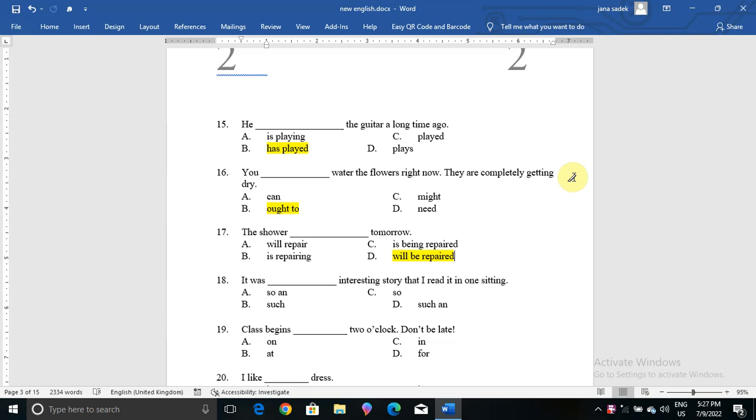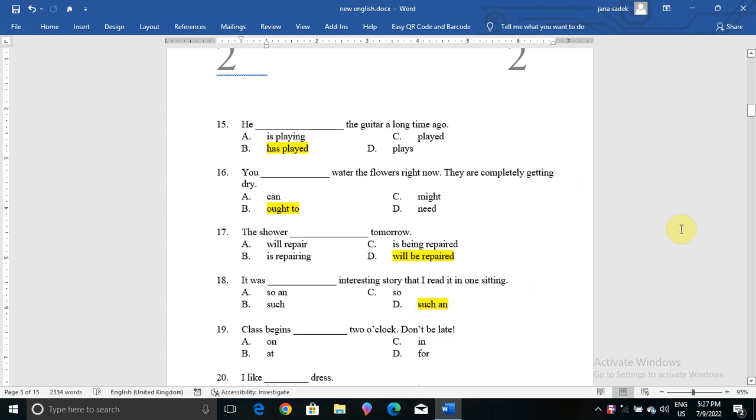But with which one? So an or such an? Of course it will be such an. It was such an interesting story that I read it in one sitting. So the correct answer for question number 18 is D, such an.